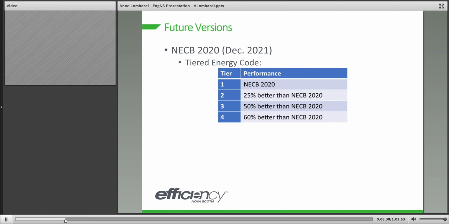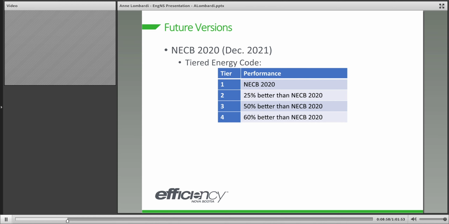25, 50%, 60%. What that means, or the reason that this is kind of useful, is if the province, say, adopted the NECB at tier 1, so they're just going to go with the 2020 requirements, and then a couple years down the road, they wanted buildings to be more efficient, well, then they could jump up to tier 2 and then tier 3, etc.